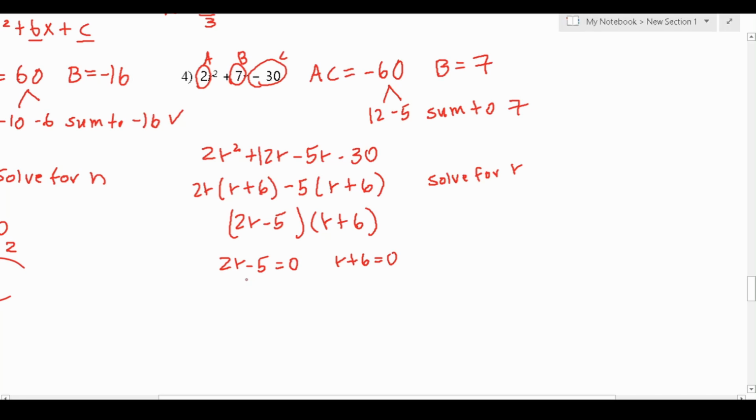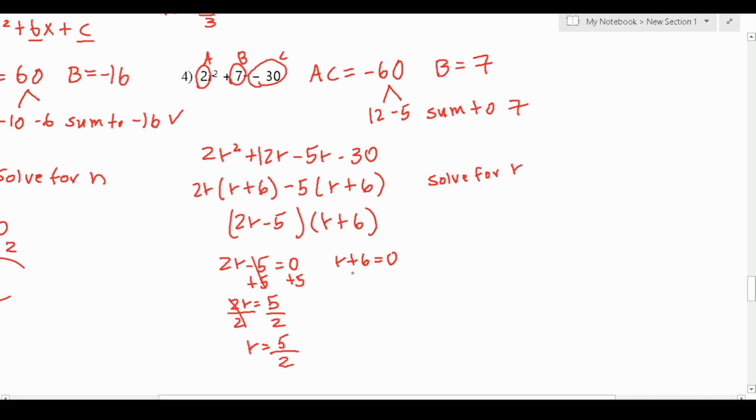Again, for this one, we want to get r by itself. So the first thing we're going to do is add 5 to both sides. Negative 5 plus 5 crosses out. This leaves you with 2r equals 0 plus 5, or just 5. Now we're going to divide both sides by 2 to get r by itself. This crosses out, leaving you with r equals 5 over 2.